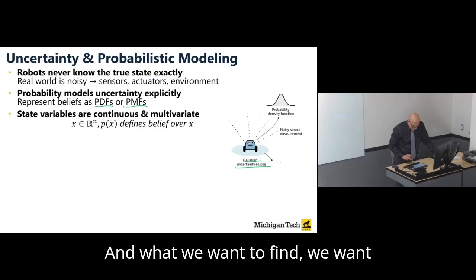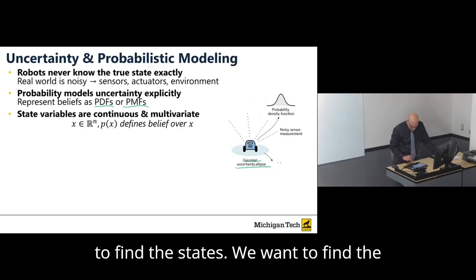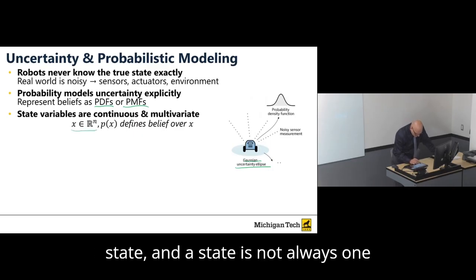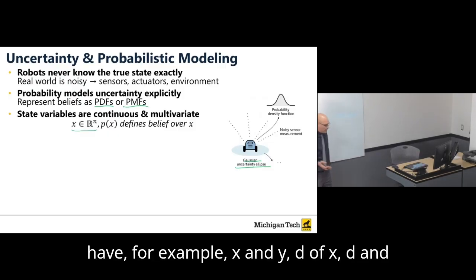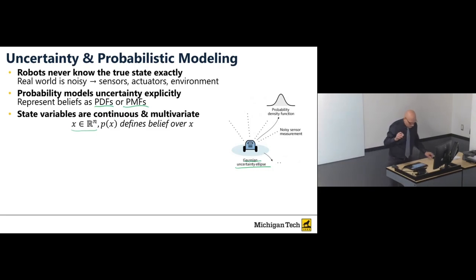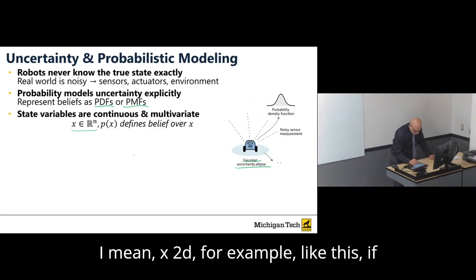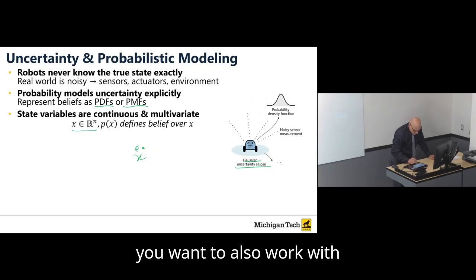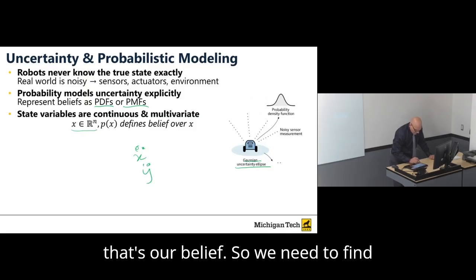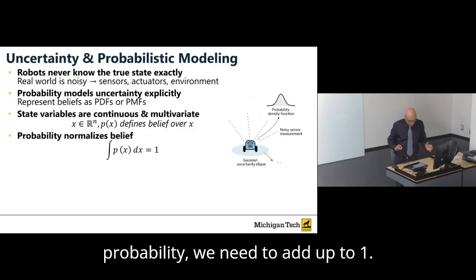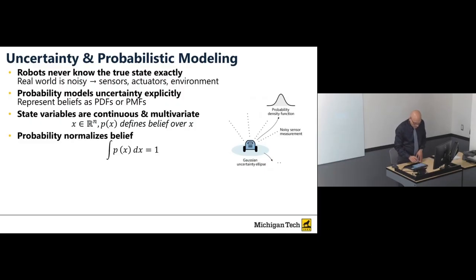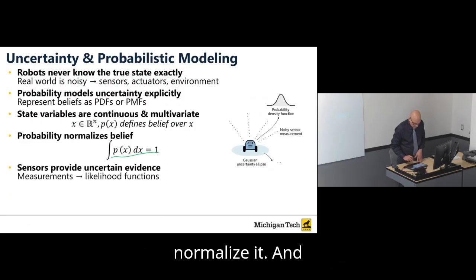What we want to find are the states. A state is not always one variable, it can be a vector. When you have, for example, x and y, dx, dy, d2x, and so on, you can also work with acceleration or jerk. So that's our belief, and we need to find that. Also, because it's a probability, it needs to add up to 1. That's another point: we need to normalize it.